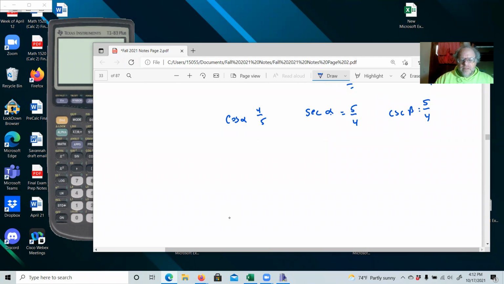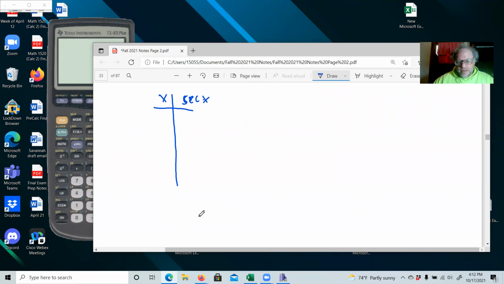All right, we're going to draw some of this in, and we're going to do some values here. Secant tends to be used a little bit more than cosecant, just like sine tends to be used a little bit more than cosine. Let's do cosine first, and then we'll turn to secant. So we have cosine of x and then secant of x.